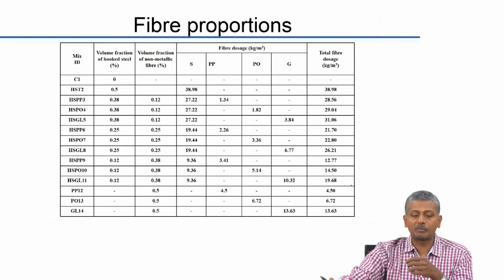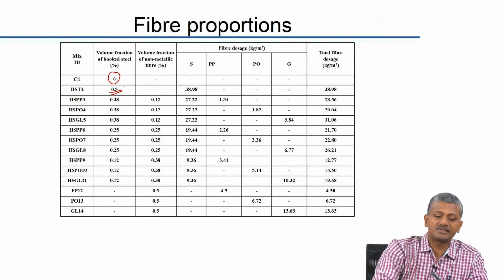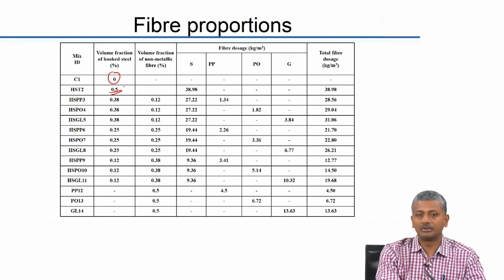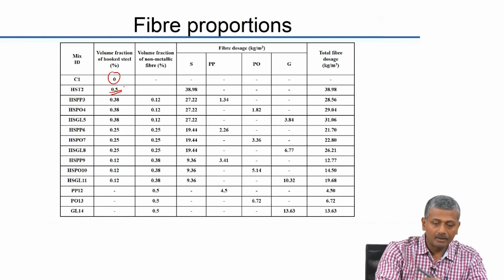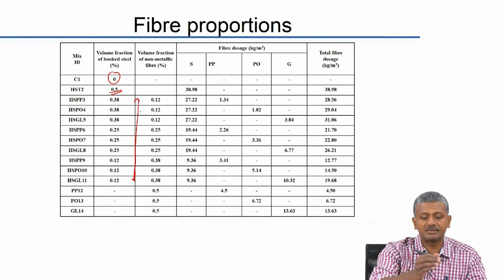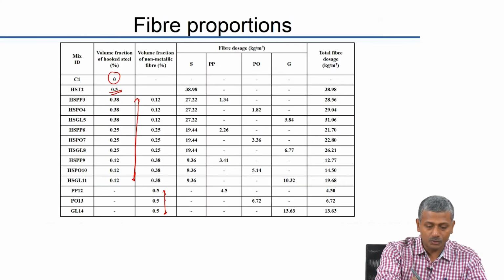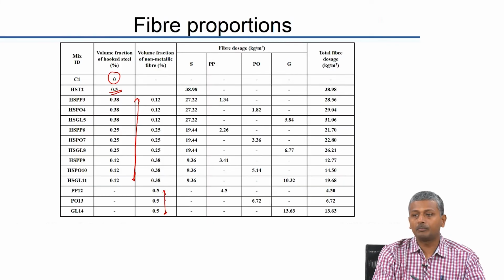Of course, these are the fiber proportions. As I said, you have a control system when there is no fiber and a reference system with 0.5% volume fraction of hooked steel fibers. The other cases are combinations of steel and polypropylene, steel and glass, steel and polyester, and then you also have a system where there is no steel fiber, but only the plain polypropylene, glass and polyester fibers.